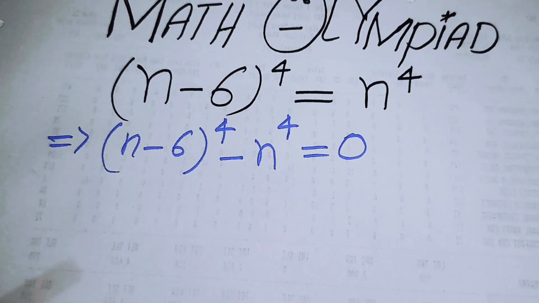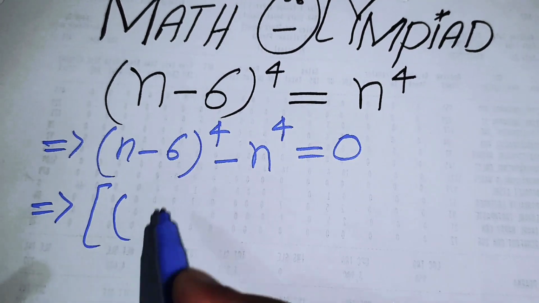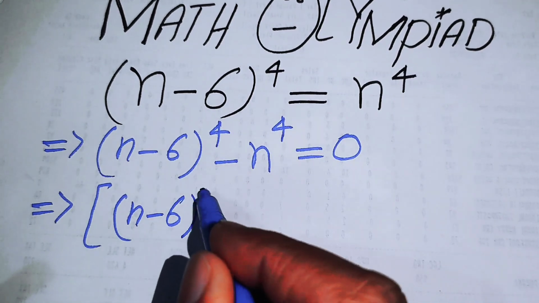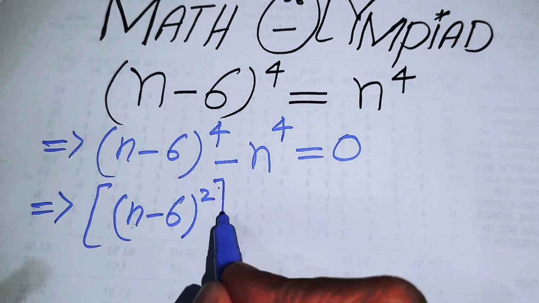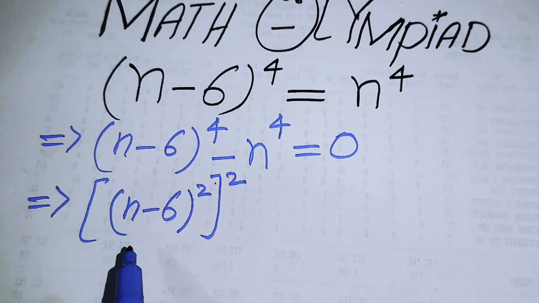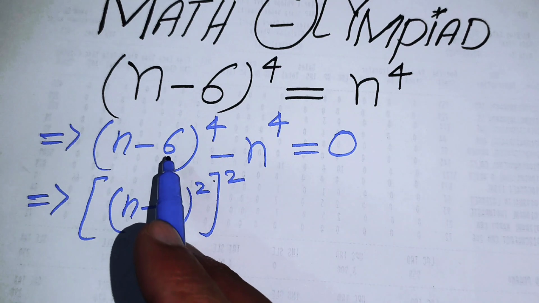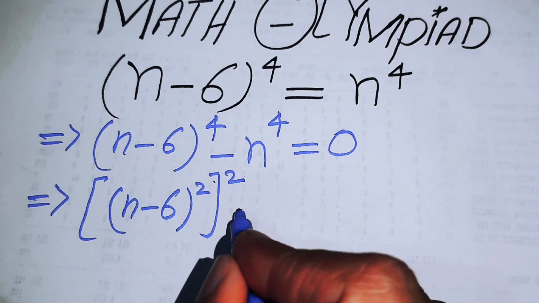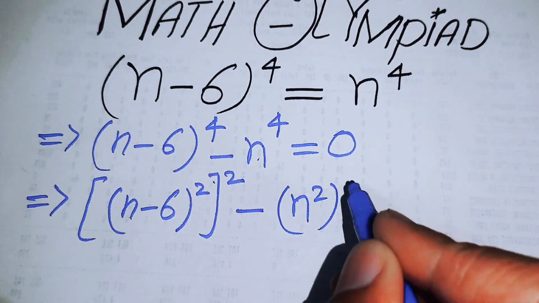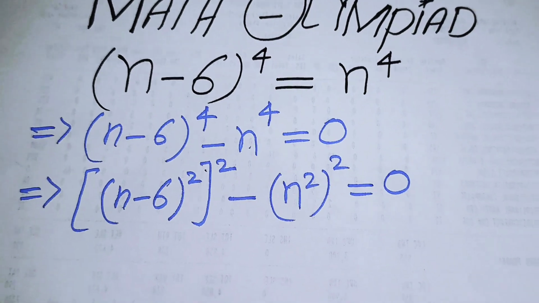And in the next step we will rewrite this expression. Here you have (n minus 6) to the power 4, and we write it as ((n minus 6) squared) squared, because by using the exponential law we multiply these two exponents. Minus, we write this n to the power of 4 as (n squared) squared, and this whole expression equals 0.